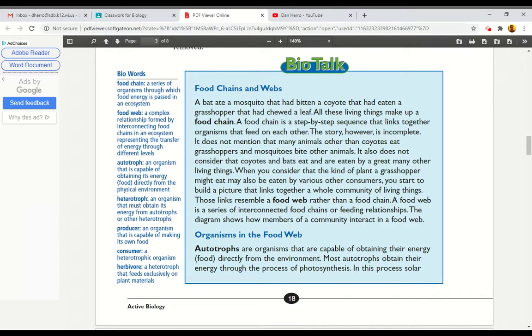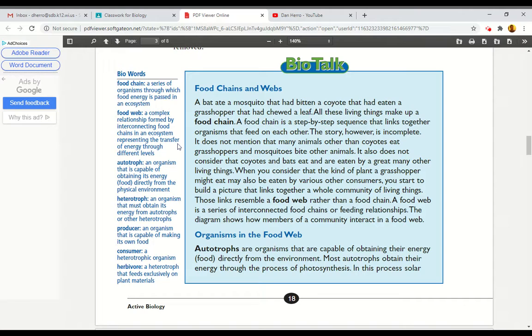Biology, Chapter 1, Section 2, Biotalk: Food Chains and Webs. A bat ate a mosquito that had bitten a coyote, that had eaten a grasshopper, that had chewed a leaf. All these living things make up a food chain. A food chain is a step-by-step sequence that links together organisms that feed on each other. The story, however, is incomplete.